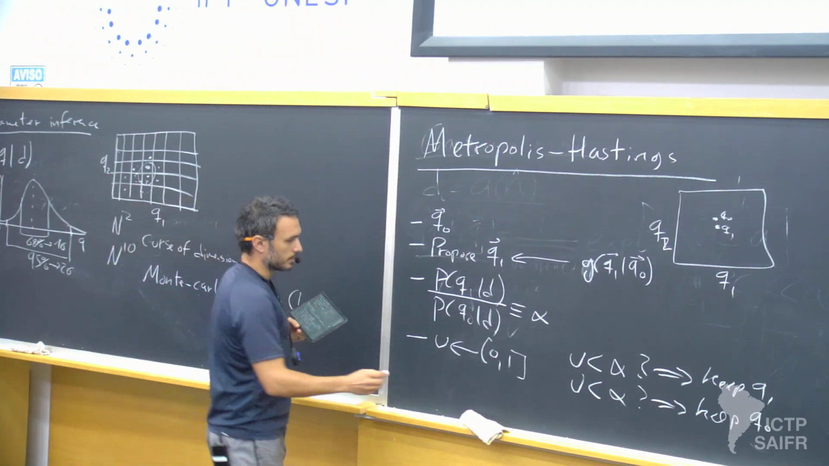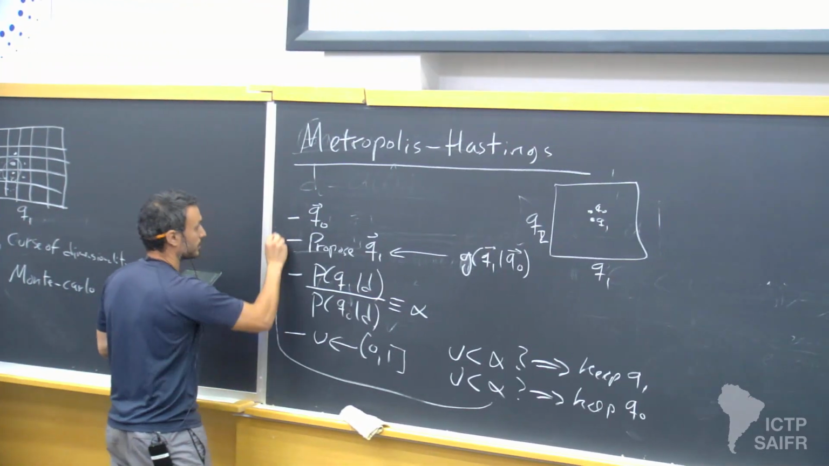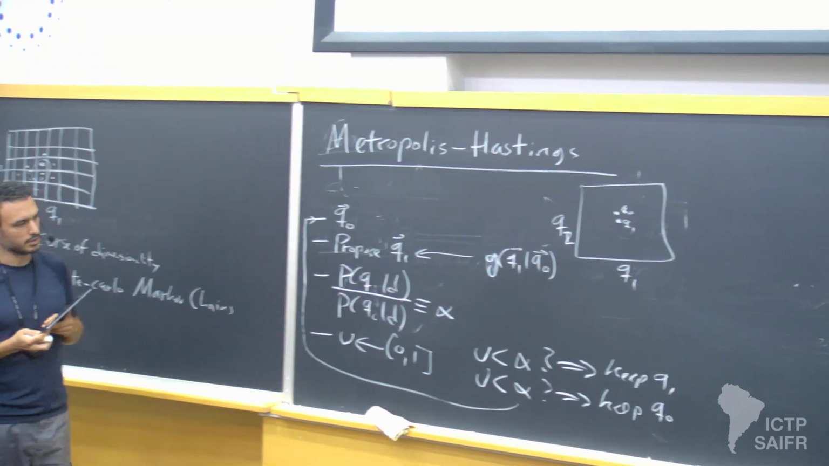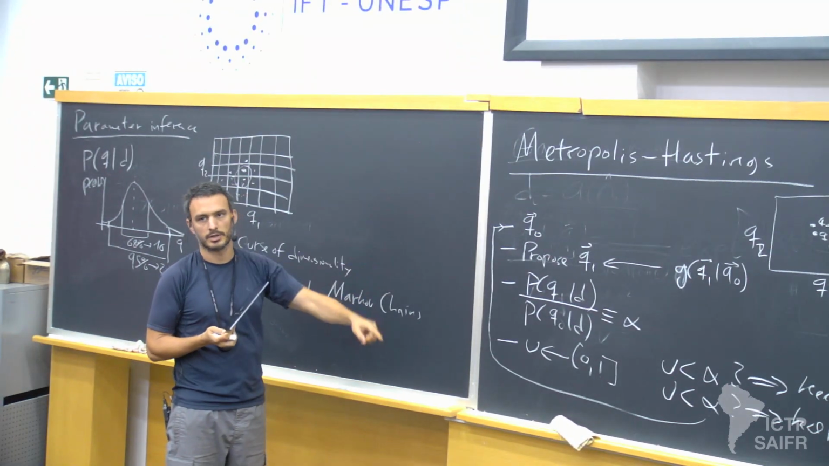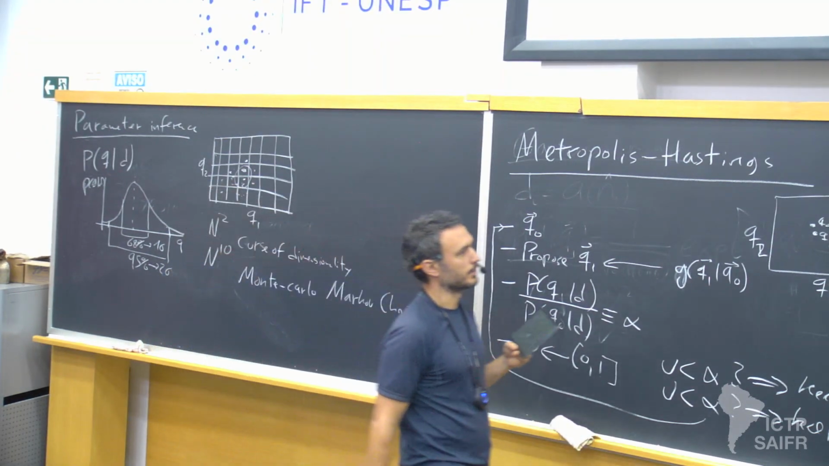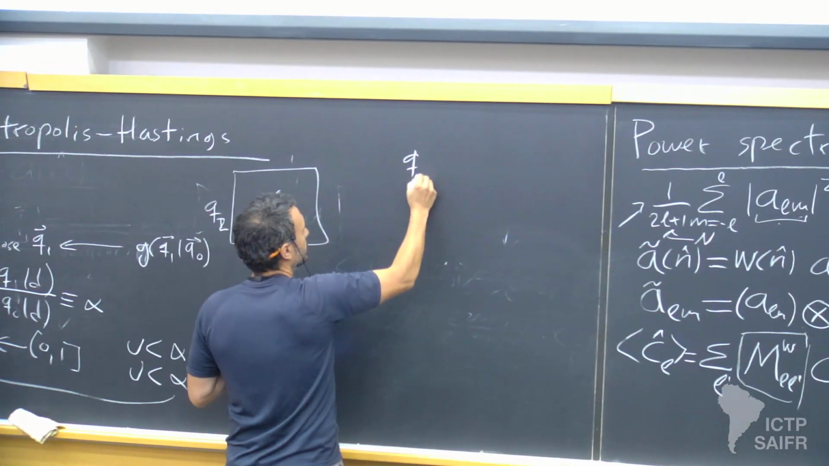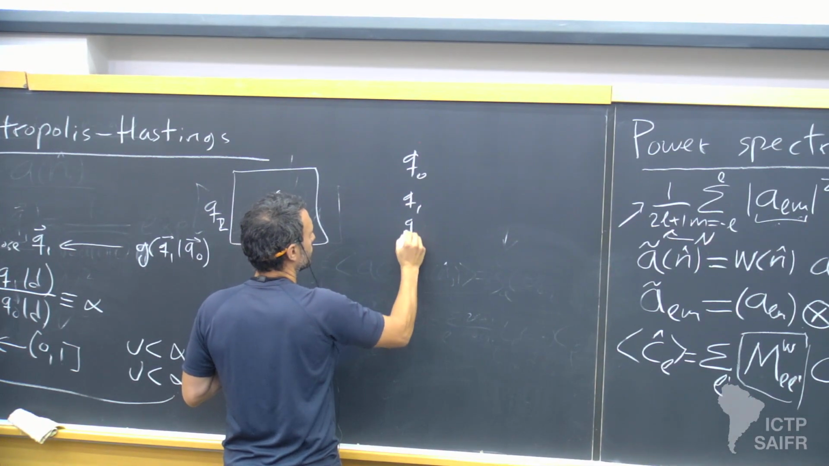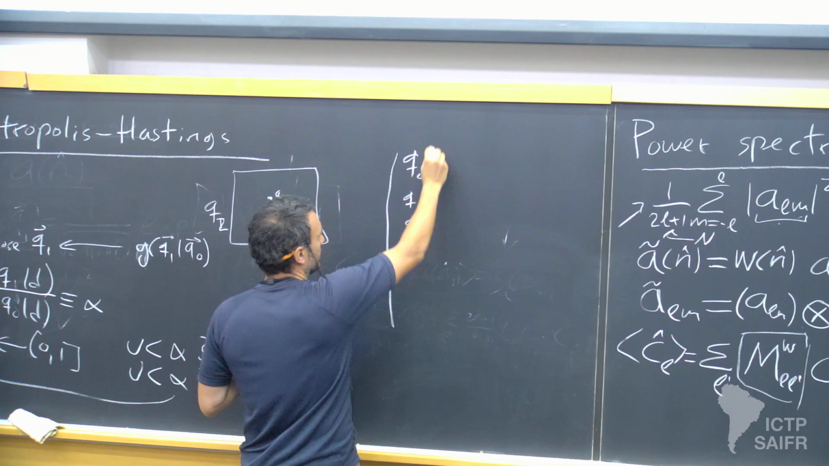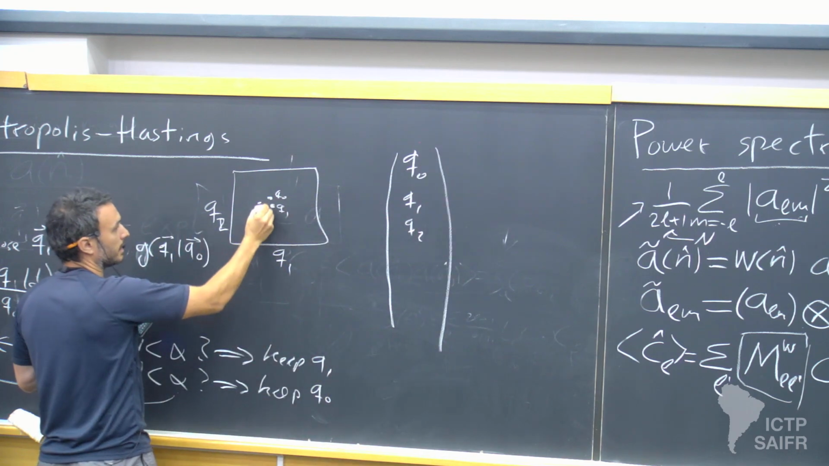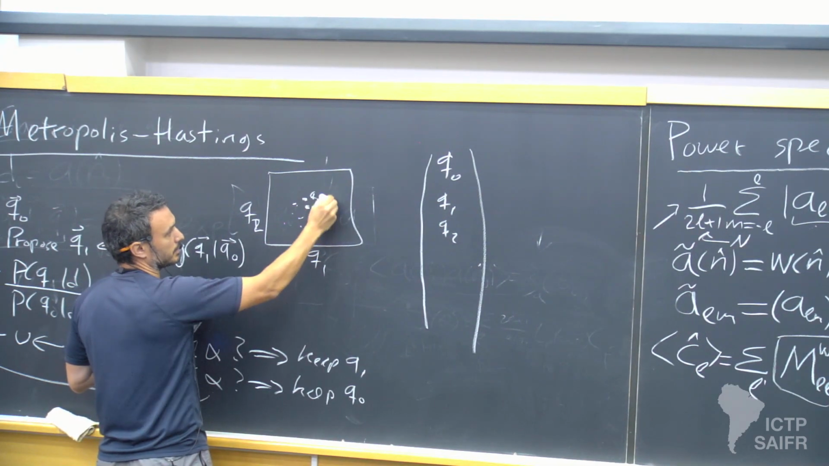And that's it. And then you go to the top, you replace Q0 with the new point, and then try again, try again, try again. And you start making a list of points, right? Q0, Q1, Q2, et cetera, et cetera. And you build a chain based on that, and that chain will be a random walk in the multidimensional parameter space.